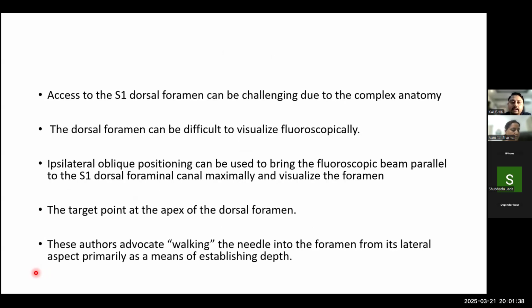So access to the S1 dorsal foramen can in fact be very challenging due to the complex and the peculiar anatomy. And as such, it can be difficult to visualize fluoroscopically. And in these cases, ipsilateral oblique positioning can be used to bring the fluoroscopic view parallel to the S1 dorsal foramen and to properly visualize the foramen. And as such, the target point would be the apex of the dorsal foramen. And the authors of this study have advocated walking the needle into the foramen from its lateral aspect, primarily as a means of establishing the depth.